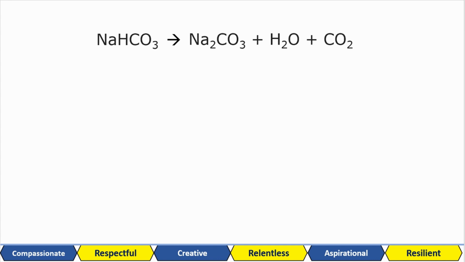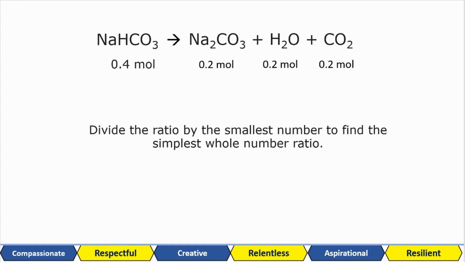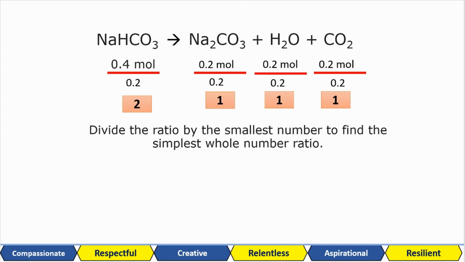We should now write the moles underneath each of our substances. The next important step is to divide the moles by the smallest number. This is done to find the smallest whole number ratio. In this example, the smallest is 0.2. So the ratio for sodium hydrogen carbonate is 2, and for the others, since the others have a mole of 0.2, it is 1.